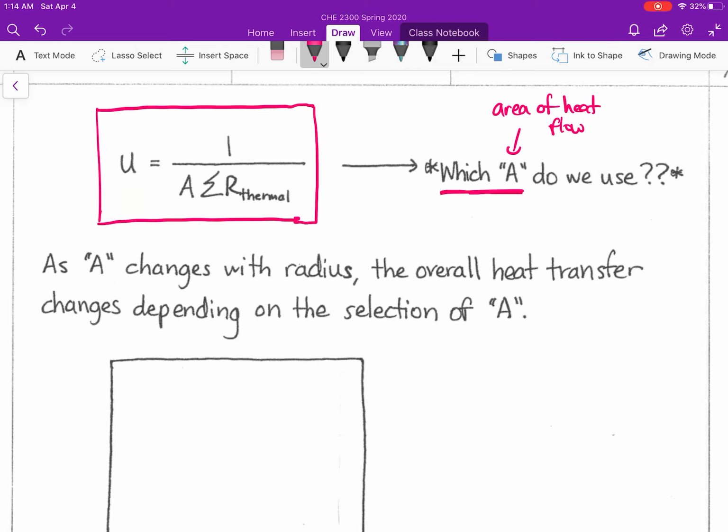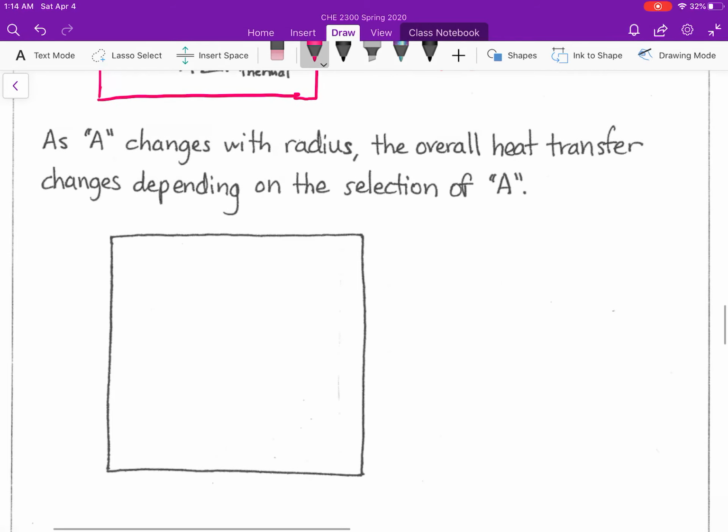As A changes with radius, the overall heat transfer coefficient changes depending on the selection of what area we use. That is, we need to define both an overall heat transfer coefficient based on the area of the outside of the pipe and an overall heat transfer coefficient based on the inner area of the pipe. And you would have to be given or told which one of those to calculate.